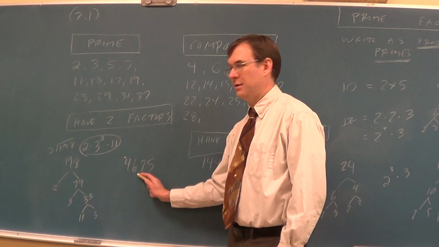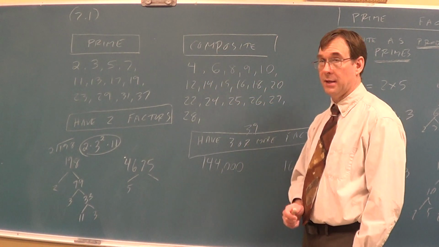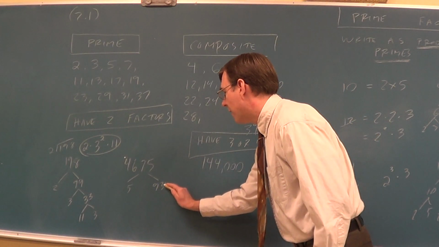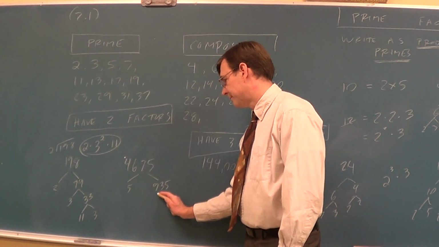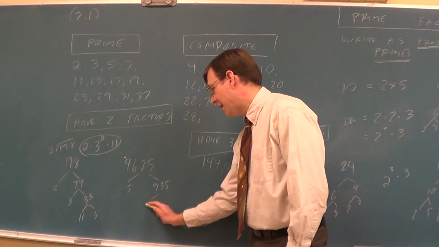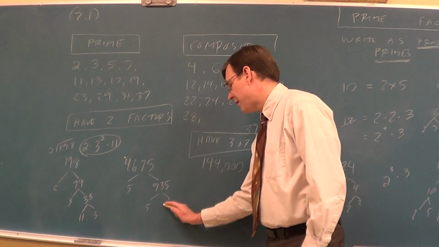4675. It ends in 5. So take a sec and long divide by 5. And it's 935. That's the truth. Who can go into 935? 5 again, because it still ends in 5. So 5 into 935.